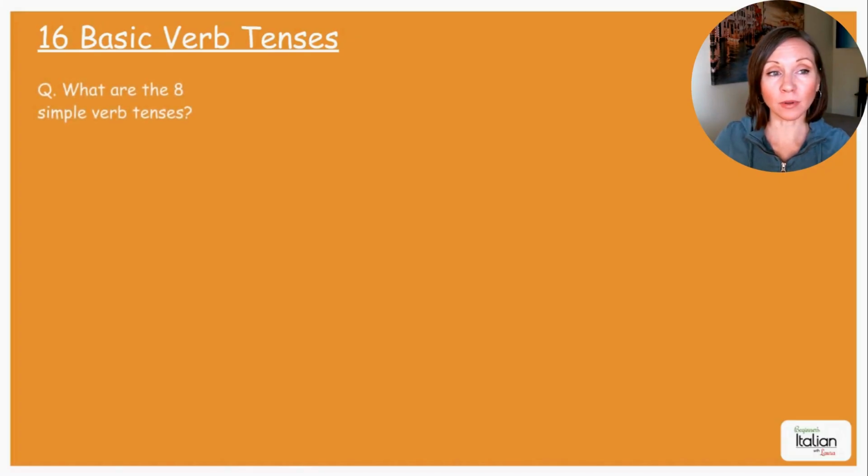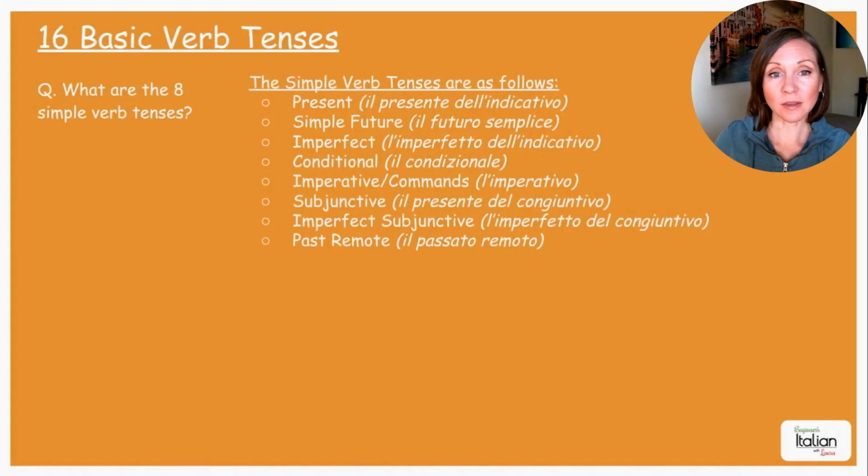What are the 8 simple verb tenses? So the simple verb tenses are as follows. We have the present, il presente dell'indicativo, the simple future, il futuro semplice, the imperfect, l'imperfetto dell'indicativo, the conditional, il condizionale, the imperative or commands, l'imperativo, the subjunctive, il presente del congiuntivo, the imperfect subjunctive, l'imperfetto del congiuntivo, and finally the past remote or il passato remoto.